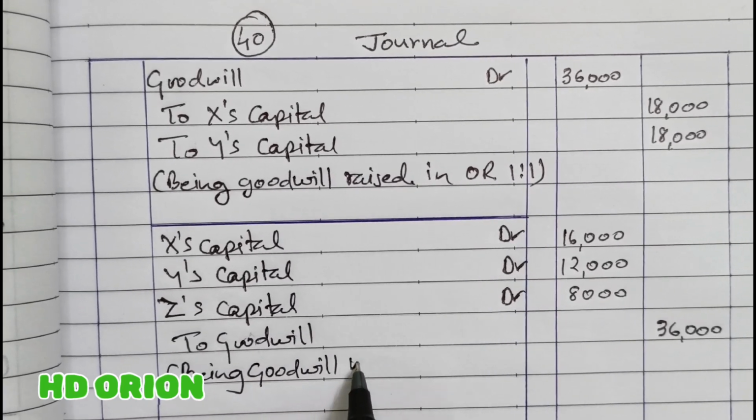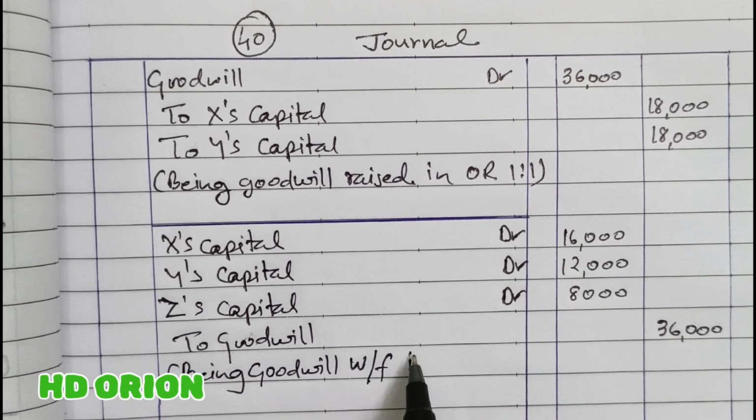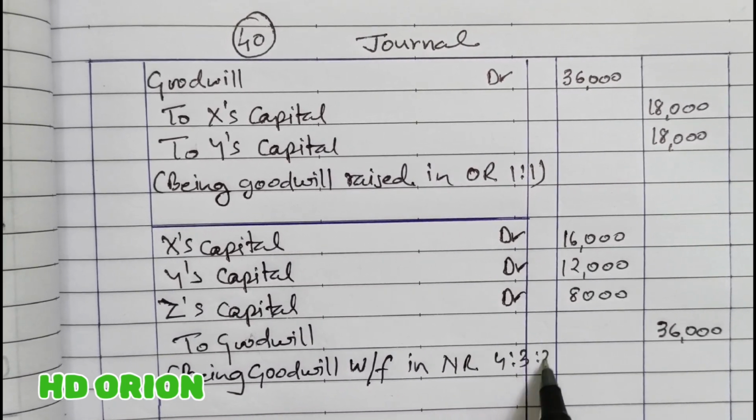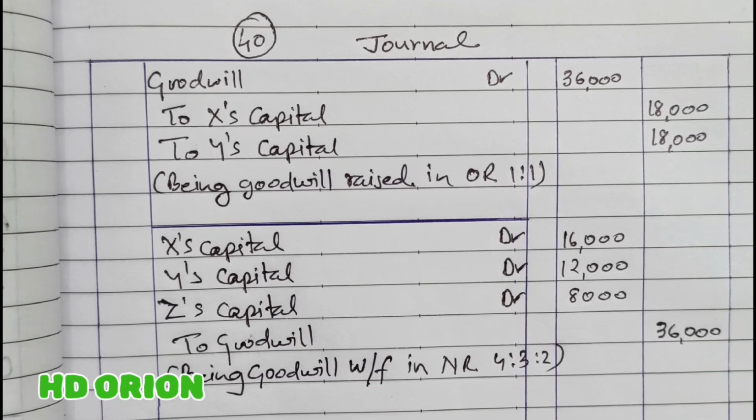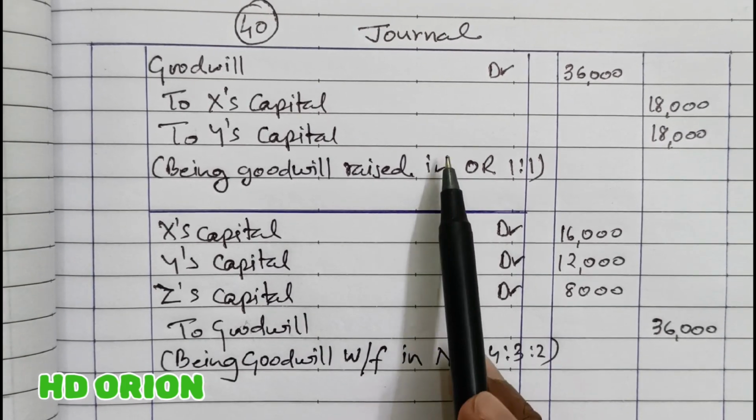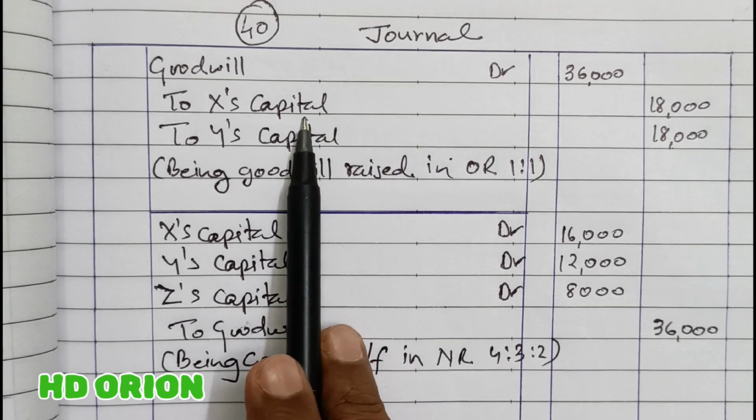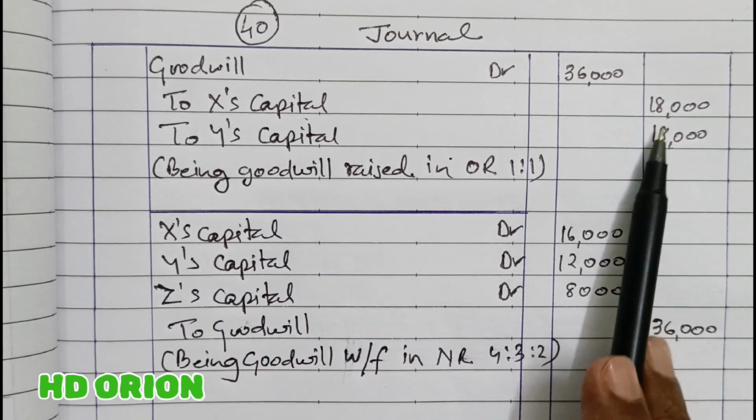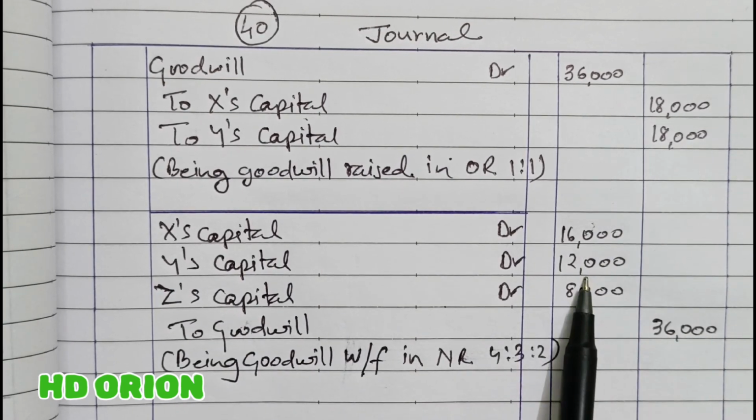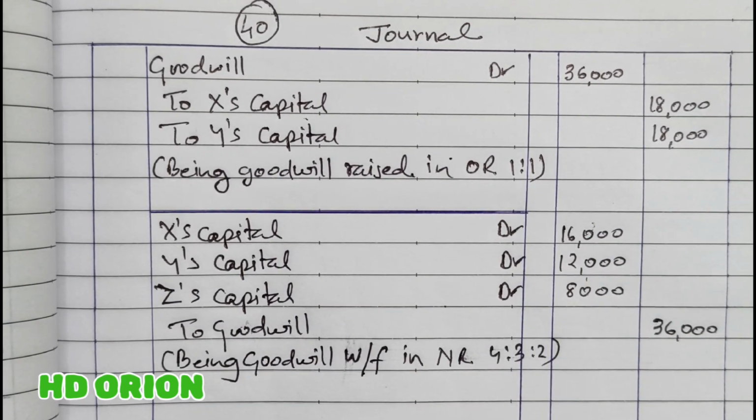Being goodwill written off in new ratio, which is 4:3:2. So in this way we see that we are doing the same, that is old ratio minus new ratio. In old ratio the capital accounts are credited, and in new ratio the capital accounts are debited. So it is what, old ratio minus new ratio. So actually we are doing the same thing as treating the goodwill in sacrificing and gaining ratio.